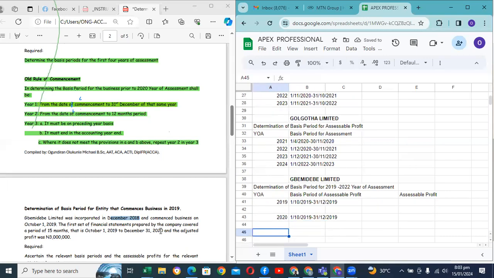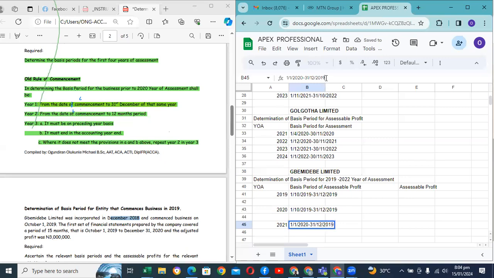Then for 2021, I will start a day after. A day after December 31st is 1 January 2020, to 31st December 2020.